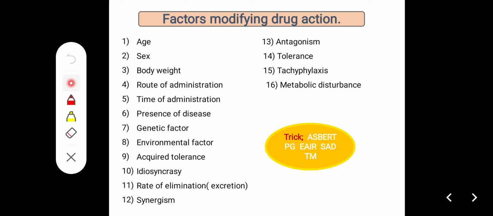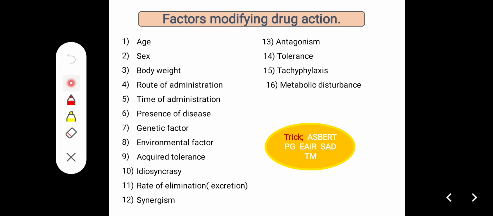These are the factors which modify drug action: age, sex, body weight, route of drug administration, time of administration, presence of disease, genetic factor, environmental factor, acquired tolerance, idiosyncrasy, rate of elimination, synergism, antagonism, tolerance, tachyphylaxis, and metabolic disturbance.